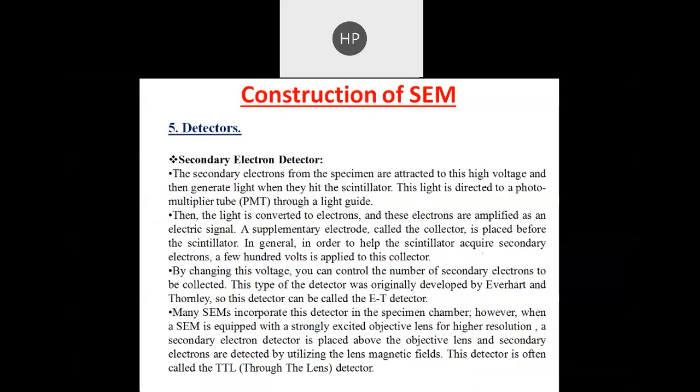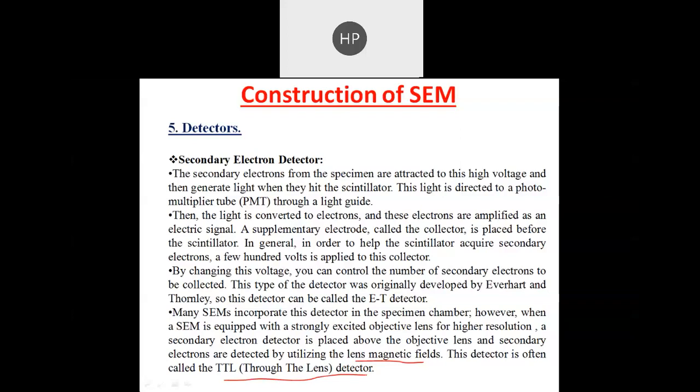And many SEMs incorporate this detector in the specimen chamber. However, when an SEM is equipped with a strongly excited objective lens for higher resolution, a secondary electron detector is placed above the objective lens. Okay, it is placed above the objective lens, and secondary electrons are detected by utilizing the lens magnetic field. And this detector is often called a through-the-lens detector.